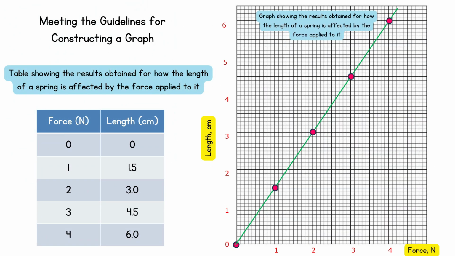So meeting the guidelines for constructing a graph, we have a graph right here where we have length against force. For the y-axis, the word length is written right there and the unit is next to it, and for the x-axis, the word force is written there with its unit. The points are drawn clearly and it has a best fit line passing through it, and the graph is completed with a title.